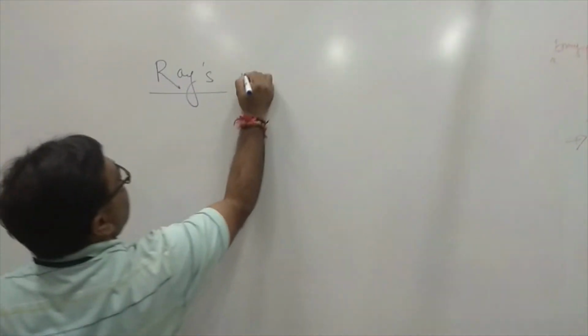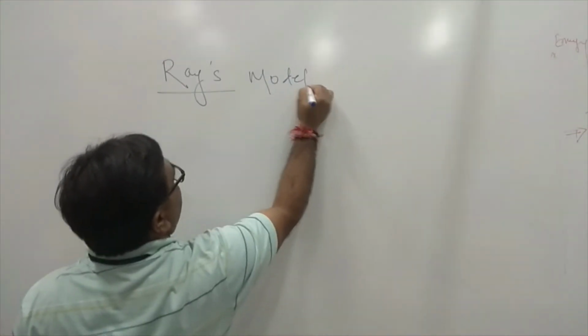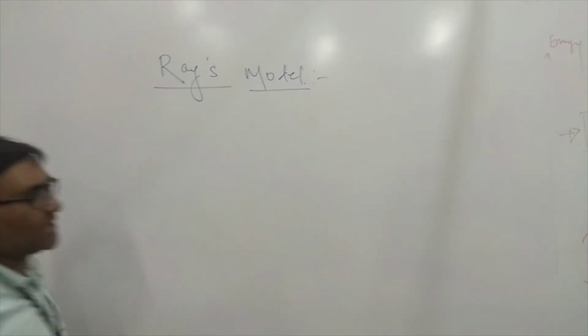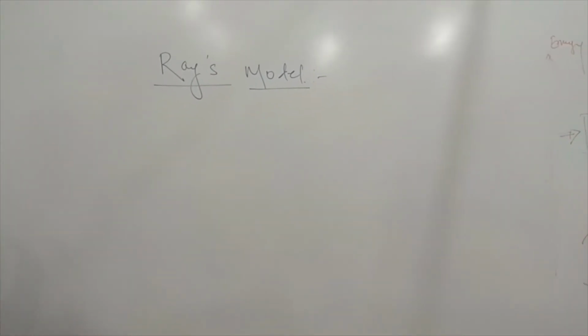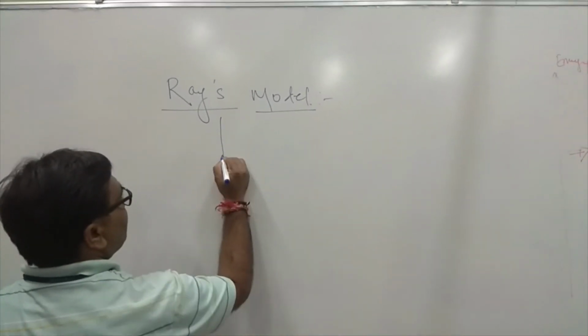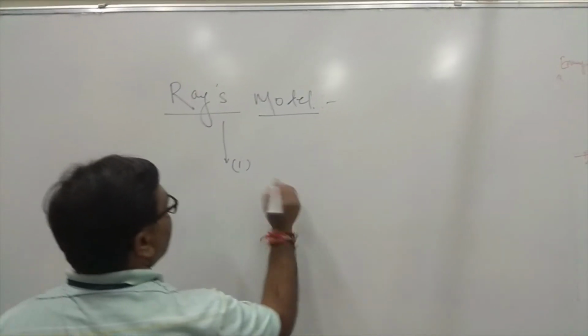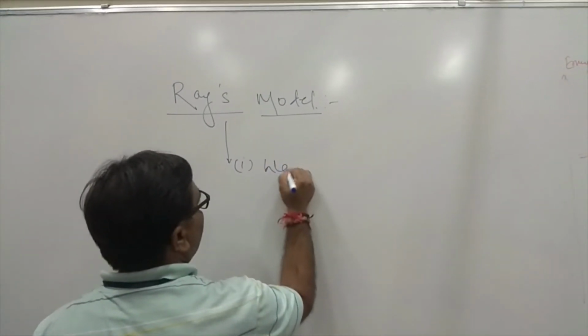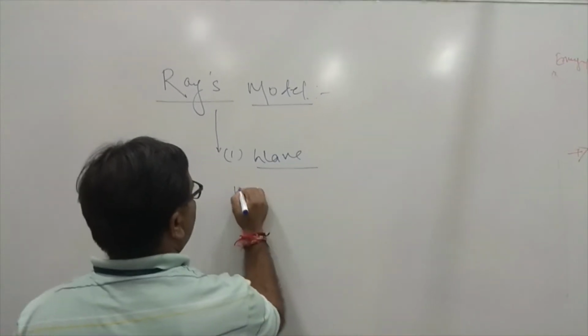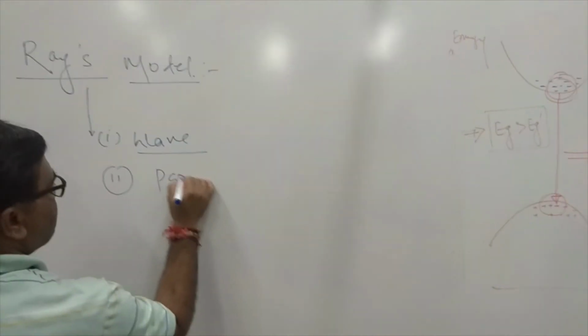Rays model. Right. So today's second agenda is the rays model. Rays have two natures. One is a wave, and the second one is the particle. Right.